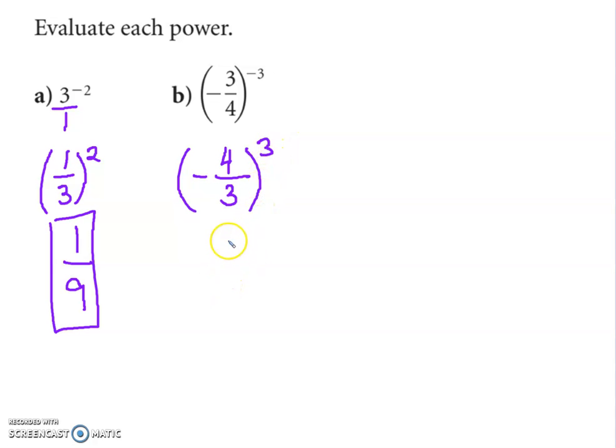So 4 to the power of 3 is going to be 4 times 4, 16, 16 times 4 is going to be 64. And then 3 to the power of 3 is going to be 27. It's negative.